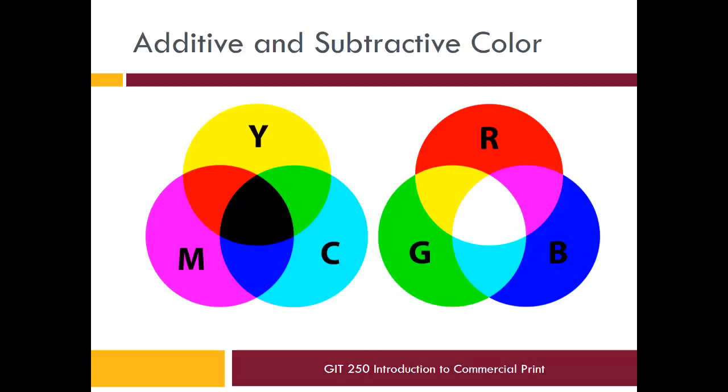But in print, that's what's happening. We're putting down ink or dyes on a material, on a substrate, and certain properties of those dyes or inks or pigments are absorbing certain wavelengths of light.